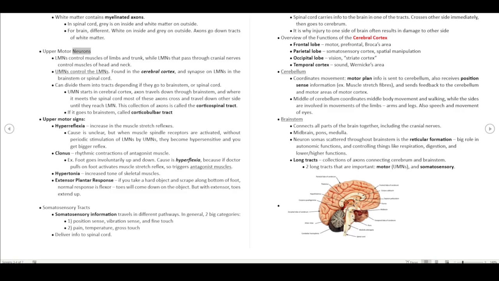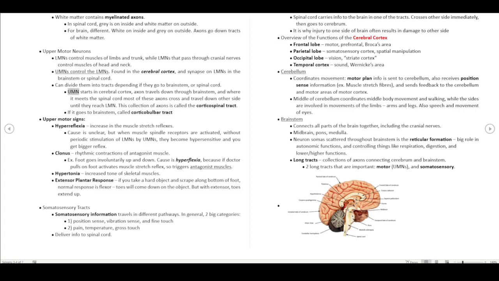Upper motor neurons. LMNs control muscles of limbs and trunk, while LMNs that pass through cranial nerves control muscles of head and neck. UMNs control the LMNs, are found in the cerebral cortex, and synapse on LMNs in the brainstem or spinal cord. Can divide them into tracts depending on whether they go to brainstem or spinal cord.